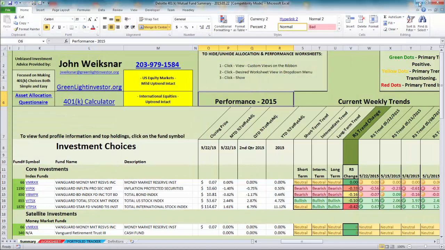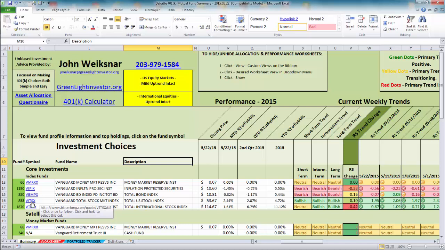Let's go ahead and take a look at this week's worksheet. On the left side, we have the investment choices that are available to you within your 401k. The columns are as follows. We have the fund number to the left. We then highlight the symbol, the fund name, and the description of each of the funds.